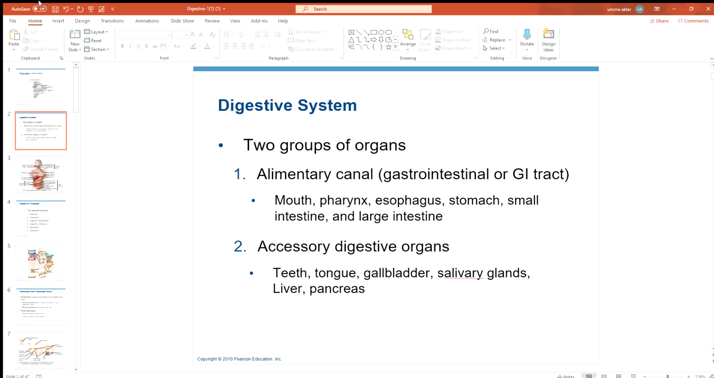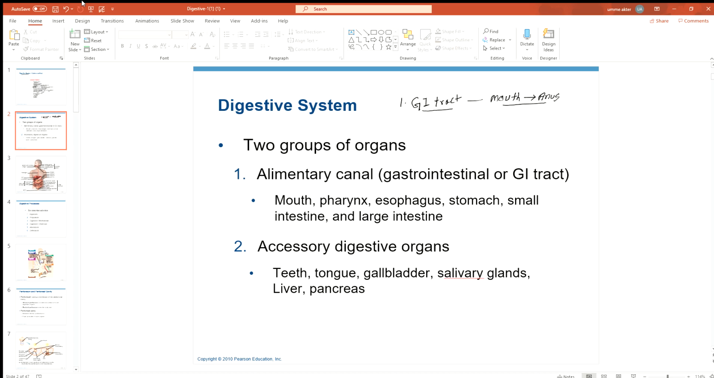So first, we divide the digestive system organs into two groups. One is called the GI tract or gastrointestinal tract, which is a long tube from the mouth all the way to the anus. So it is a long continuous tube, and at different locations this tube gets narrow or wider, and foodstuff passes through this tube.